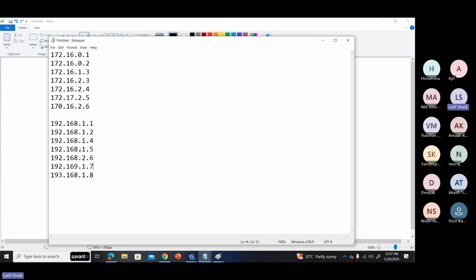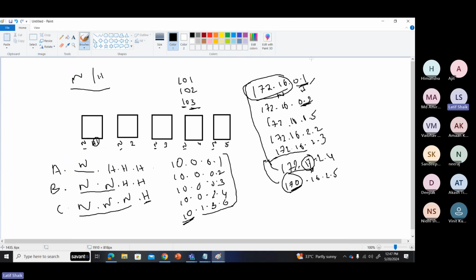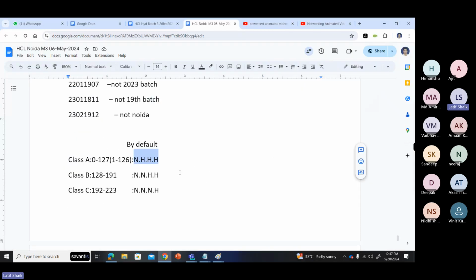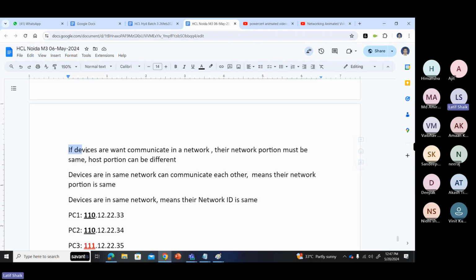Okay. So what is a network? The network portion in the IP address must be the same for your entire logical network. If you use class A, the first octet must be the same for all the devices. If devices want to communicate in a local physical network, their network portion must be the same, and the host portion can be different.